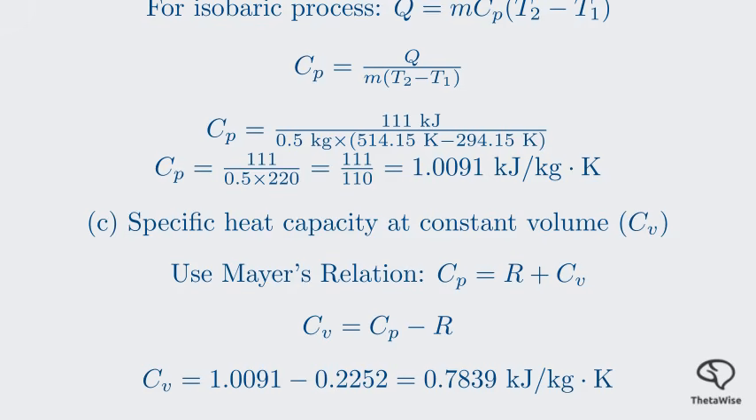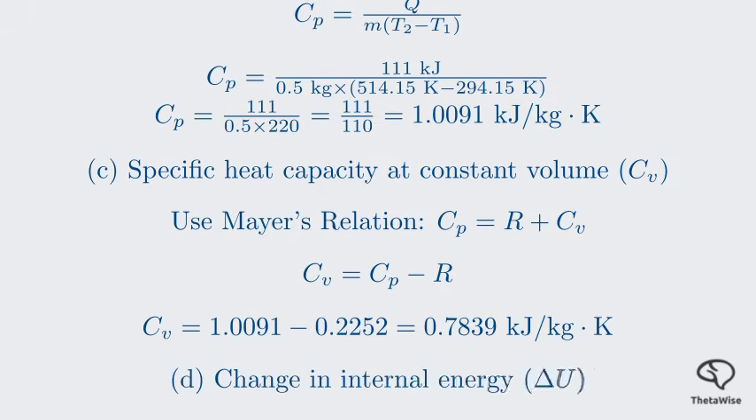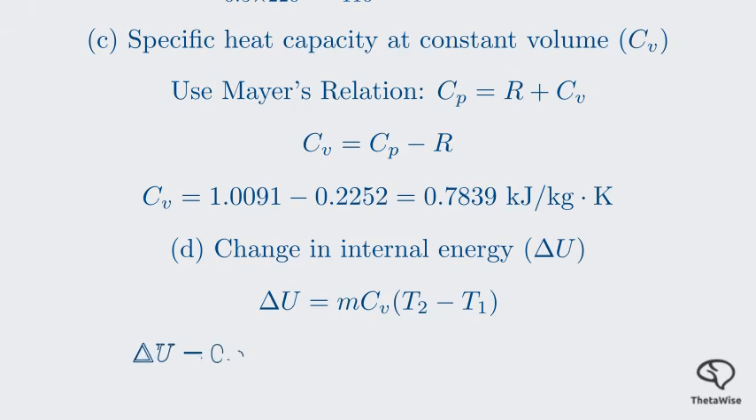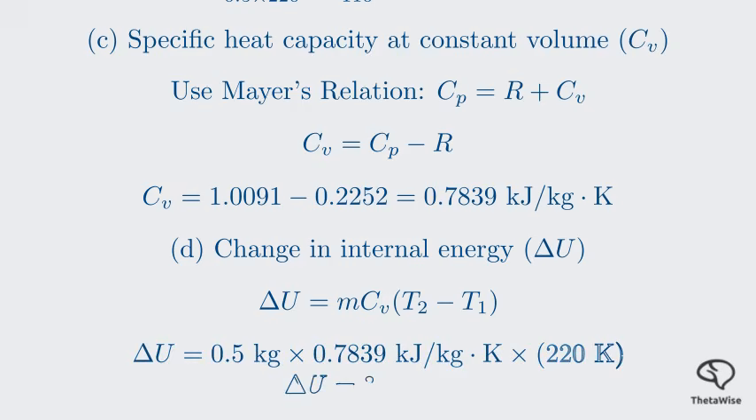Now, part D, the change in internal energy, delta U. The formula for delta U is m Cv delta T. We now have all the necessary values. Plugging them in, delta U equals 0.5 times 0.7839 times 220, which gives us 86.2229 kilojoules. The textbook has a slight rounding difference, giving 86.22 kilojoules.